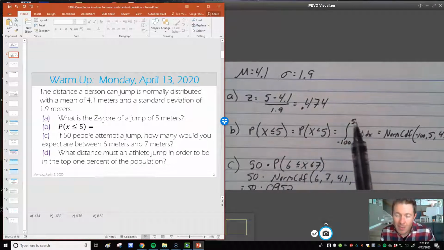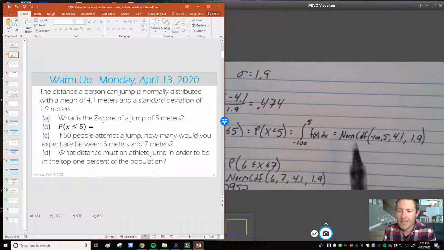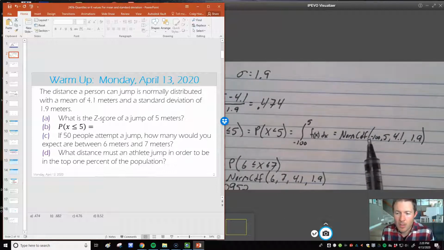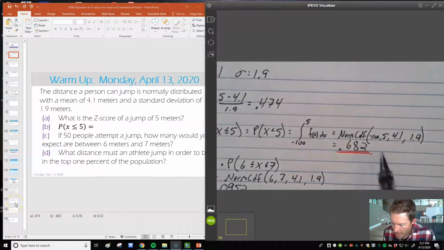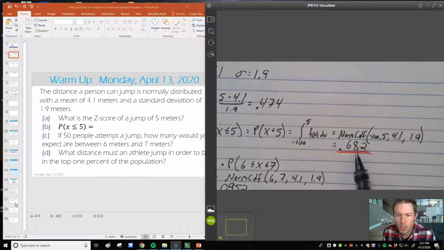This is the same as integrating the curve. You integrate the curve between these bounds, or you can also do normal CDF on your home screen: some really low bound, your upper bound, your mean, and your standard deviation. Any of those will give you the right answer. Whichever approach you do, you should get 0.682.